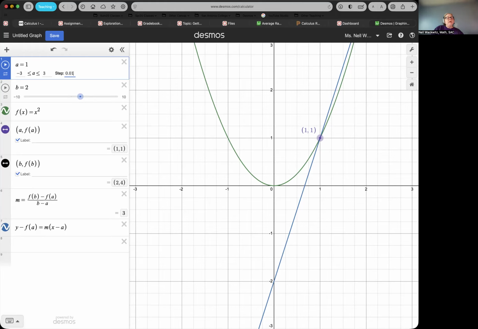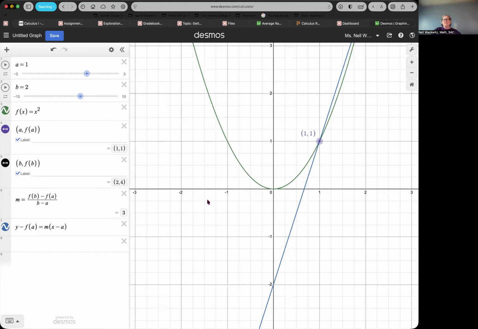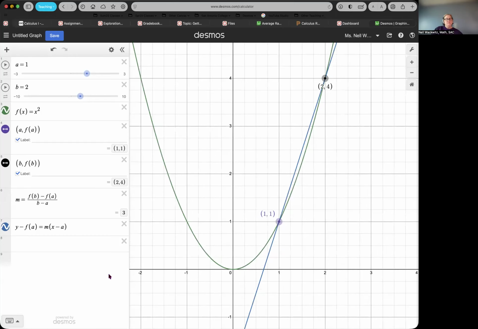0.01. Now I want to go into this little double arrow thing, and when I hover over it, it says animation properties. Tap on that, and we want the speed to be slower than 1 times. So let's go down to 0.35. So do you see? And now I want to be able to see both points.